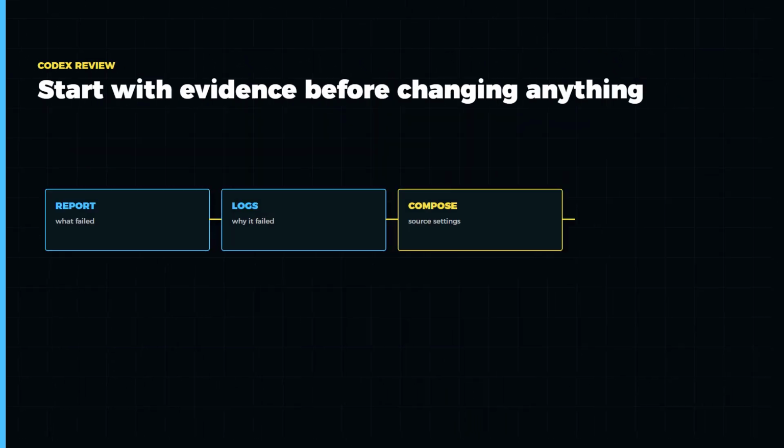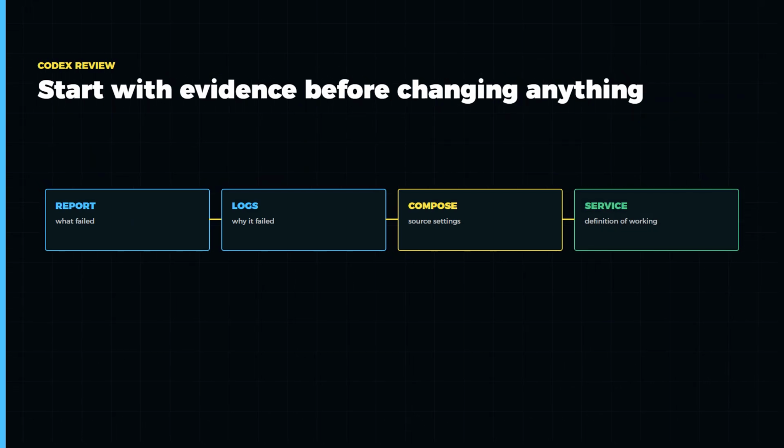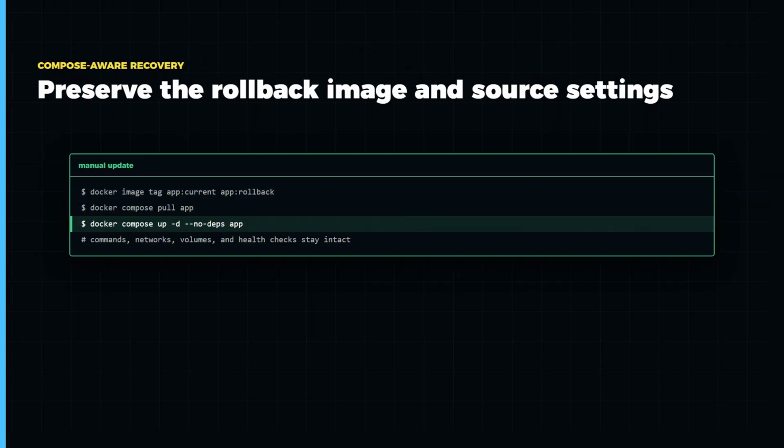When Home Assistant dispatches a review, Codex starts with the evidence. It reads the Tugtainer report, checks the container logs, and inspects the real compose definition before changing anything. For a manual update, I preserve a rollback image and update through Docker Compose. That keeps command arrays, networks, volumes, and health checks tied to the source configuration.